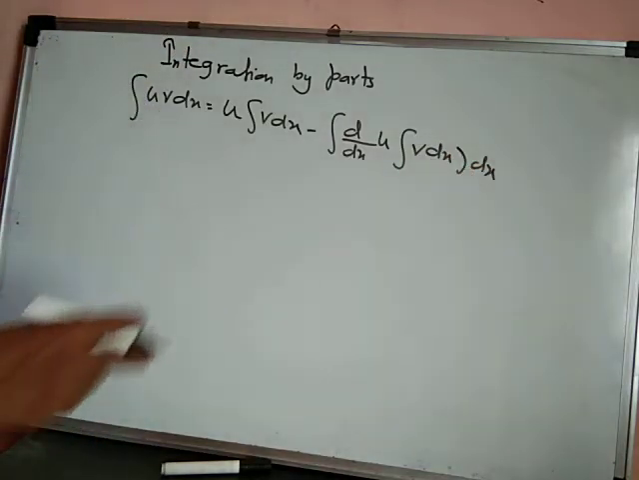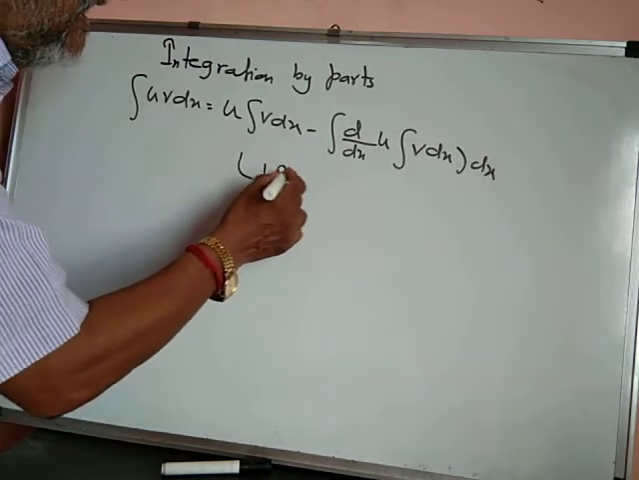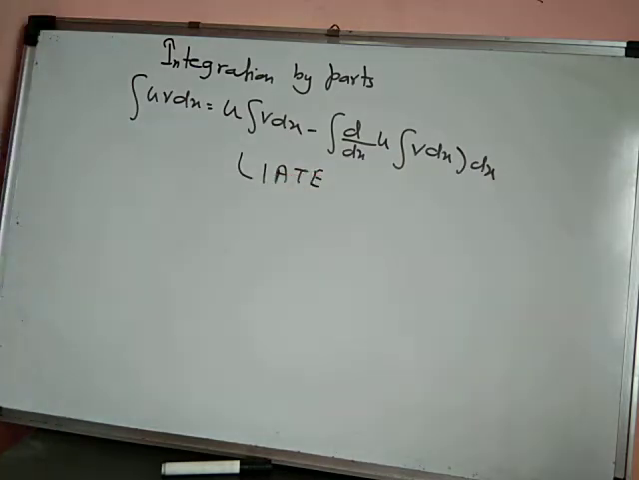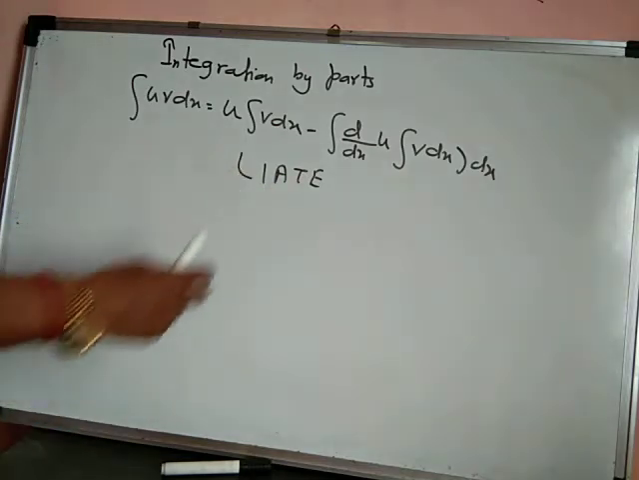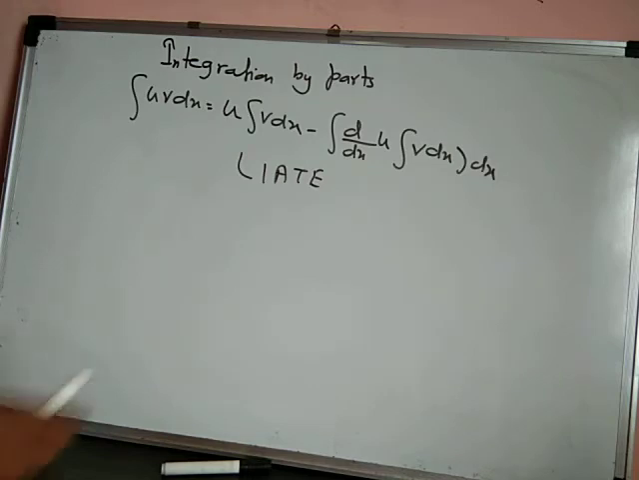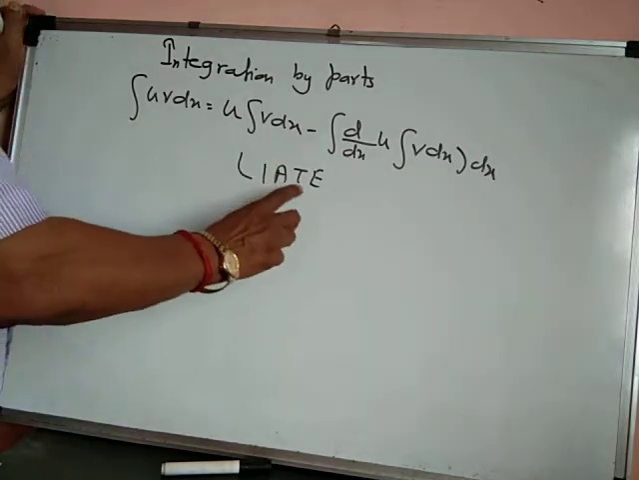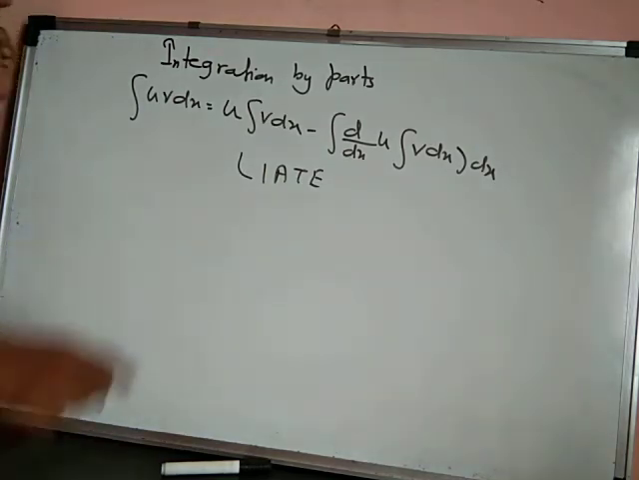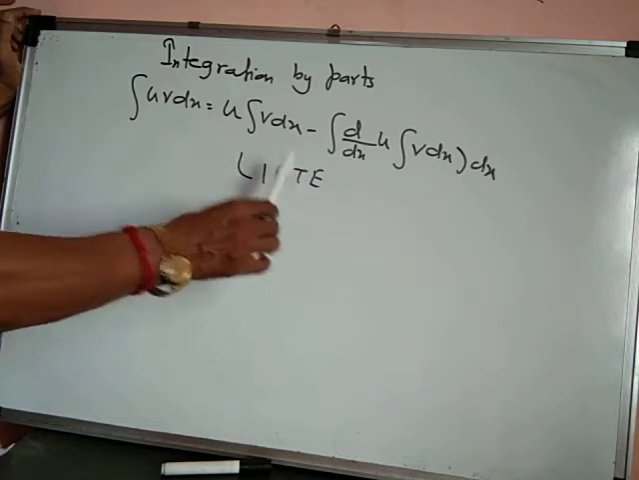Now this selection of u and v depends upon LIATE. L means logarithmic function, I means inverse function, A means algebraic function, T means trigonometric function, E means exponential function. So remember one thing, the one which is on the left. Suppose algebraic and trigonometric function is given, so which is on the left? A. So A will be u and T will be v.